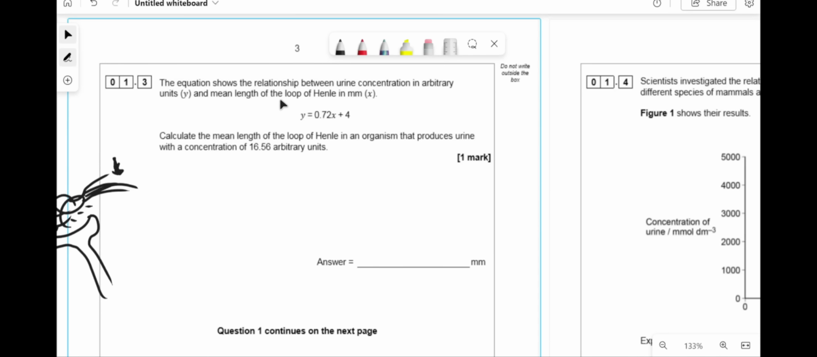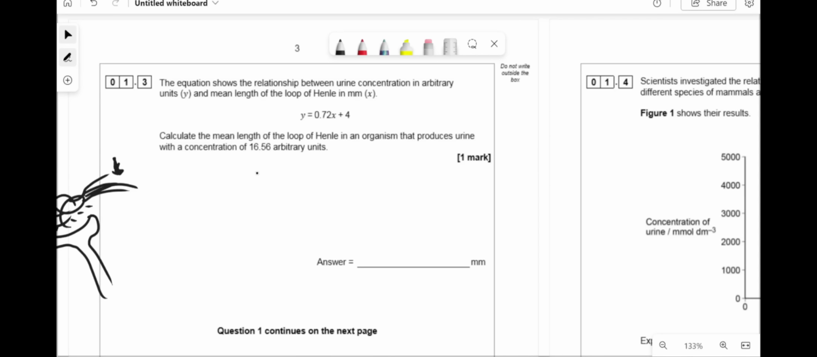The equation shows the relationship between urine concentration in arbitrary units y and the mean length of the loop of Henle in millimeters x. Calculate the mean length of the loop of Henle in an organism that produces urine with a concentration of 15.56 arbitrary units. Whenever you have a calculation question, if you can't do it within a minute, or however many marks it is, mark a minute, just leave it. There's no point doing it. It's so much work for nothing.